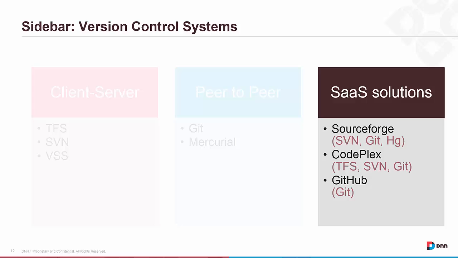SourceForge, CodePlex, and GitHub are but a few of the most popular options. DNN has used each of these services at one point or another over the last 10 years. Currently, DNN uses GitHub for our source control repository.